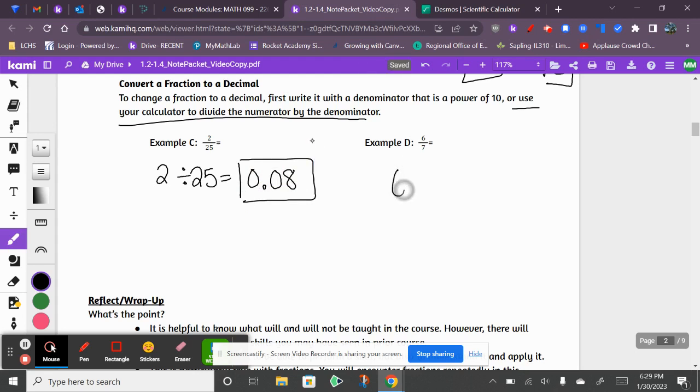For this one, we're just going to take 6 divided by 7. This one ends up being a long decimal, so let's just go ahead and list 4 decimal places. So we get 0.8571.